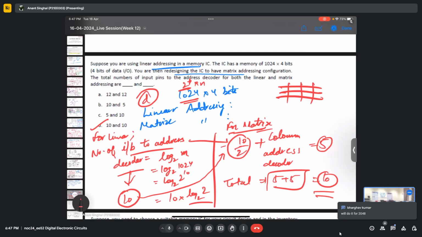Okay, we'll do it for two. So 2 raised to 11, we will have one more. So we will have an 11 here, and for 11 it will be 5.5. So 5.5 means we will require 6, and similarly 6 plus 6 will give you a 12 here.